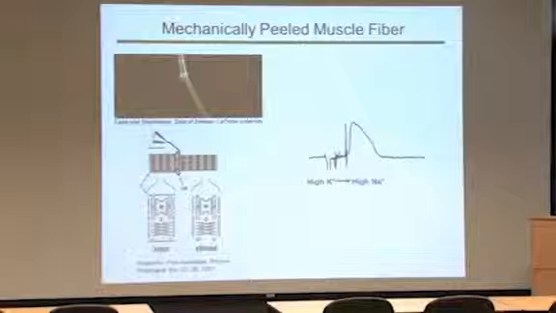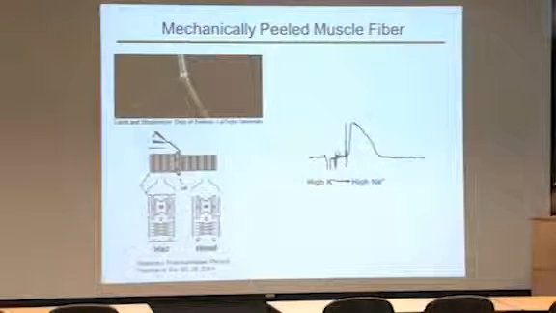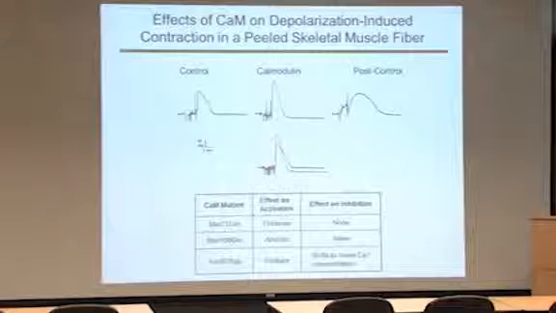If you hook the single fiber that you've peeled to a force transducer, and you go from a high potassium solution to a high sodium solution, you cause those charge sensors, the L-type calcium channels, to move. You open the calcium release channels, release calcium, and you get muscle contraction, and you get force. The amount of force generated is going to be proportional to the amount of calcium released. You do that without calmodulin or with calmodulin, you see an increase in the amount of force generated, and you seem to see a faster contraction.